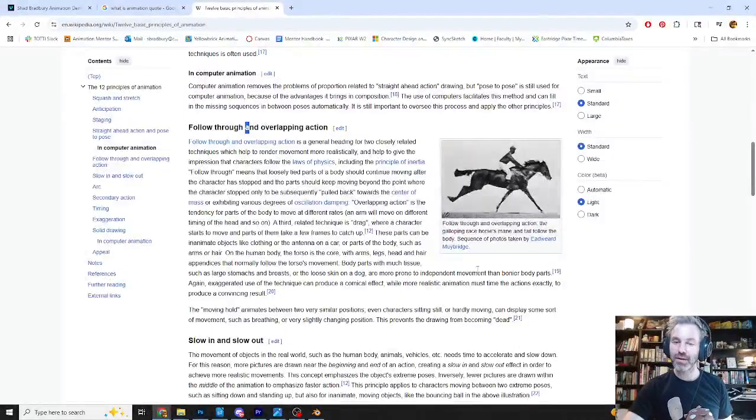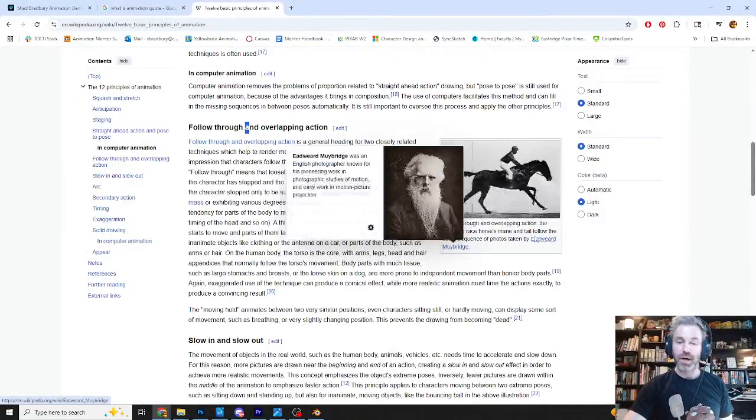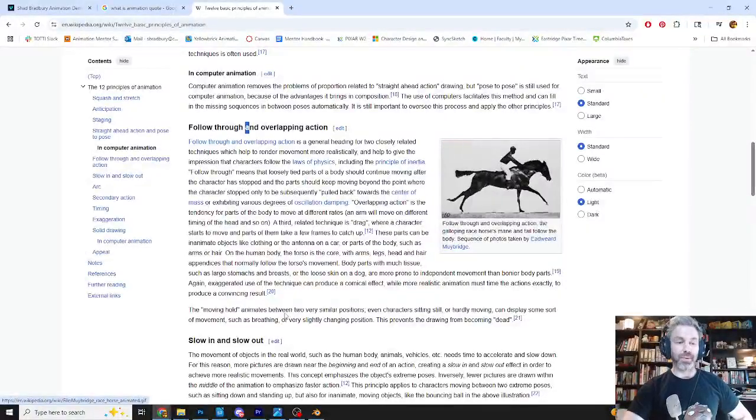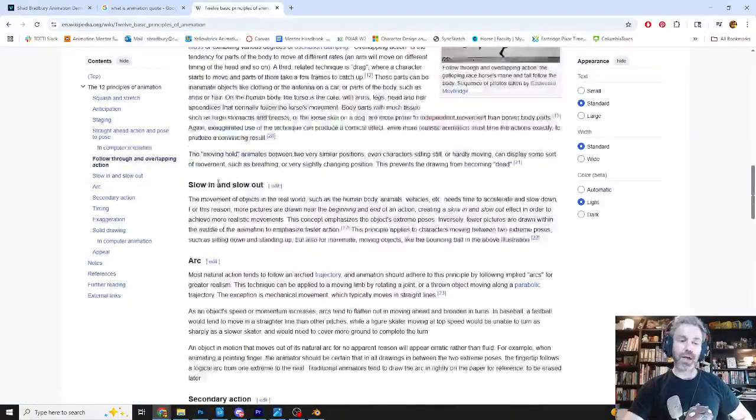You can see here Eadweard Muybridge. These are good books if you haven't ever read them or just looked at them. They break down a horse's and human's movement. So there's that. Slow in and slow out.